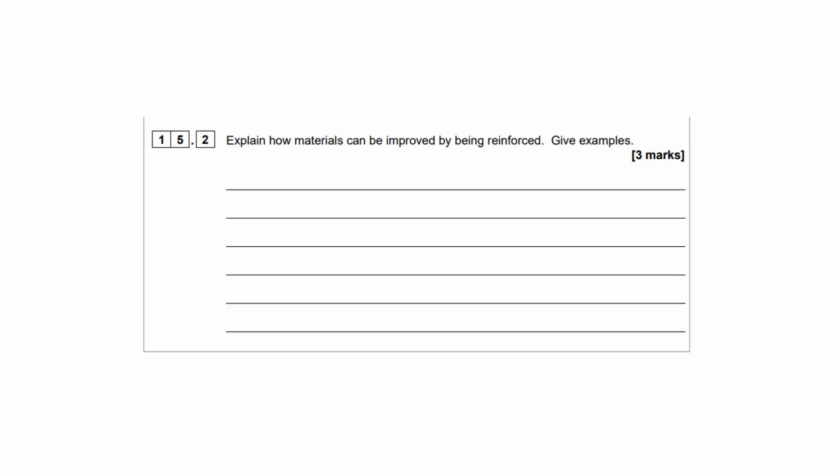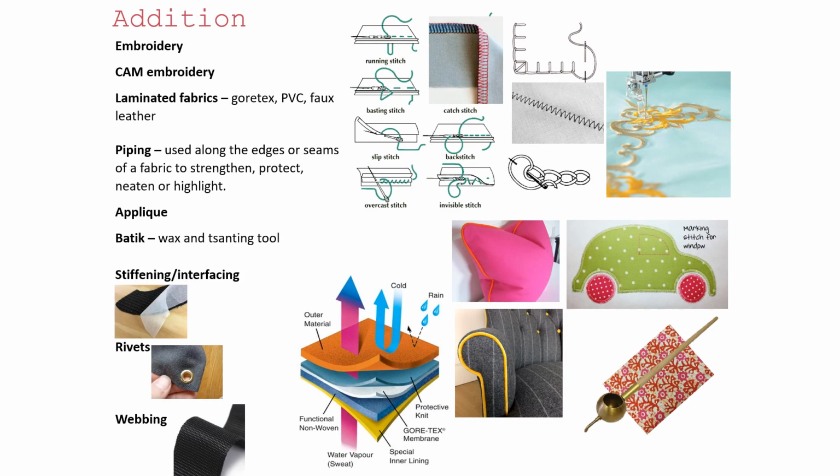There's often a question about how materials can be improved by being reinforced. And notice how the phrasing is always about how materials. It's not saying how wood can be reinforced or how paper can be reinforced. You choose to talk about textile materials here. So when we make fabrics, or when we reinforce fabrics, we're making them stronger. We're making them stiffer. And we do that by looking at the left-hand side of this slide.